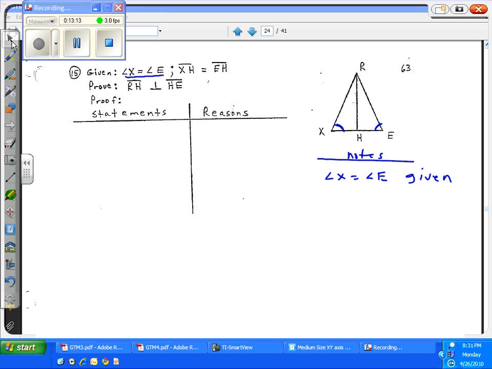Well, what do I get out of knowing that two angles of a triangle are equal is to also know that the sides opposite those equal angles are equal. So I now can say that RX is equal to RE and justify that with the reason: sides opposite equal angles are equal.